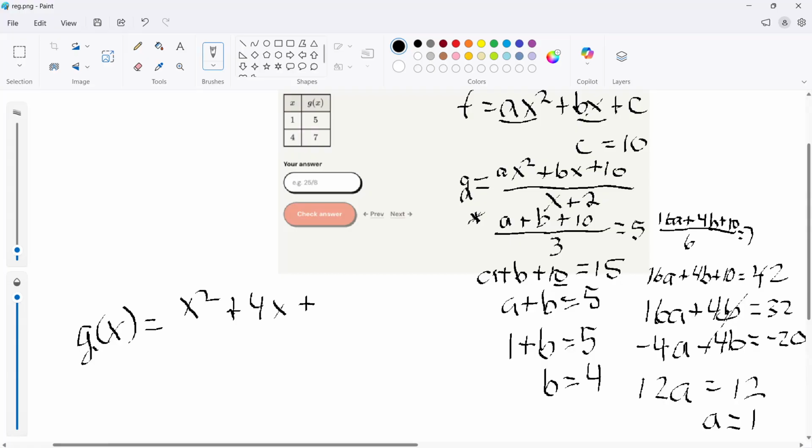Plus 10 divided by x plus 2. See, so I found out what a, b, and c is. Now I know my whole equation. Now I can just plug in the x.